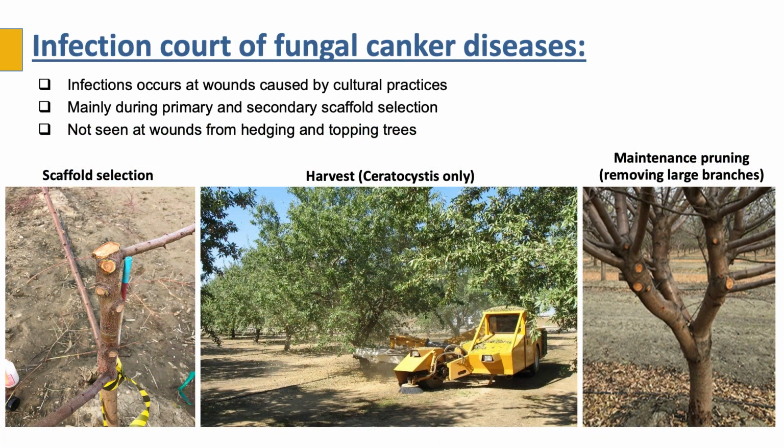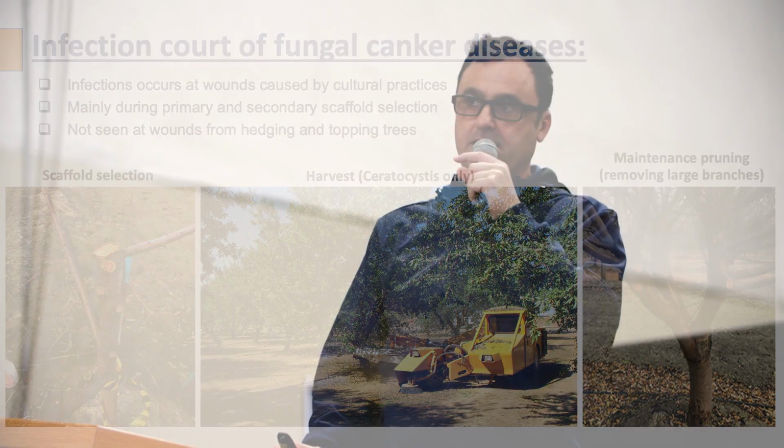Infection court, how does this disease get into the trees? They basically need some form of wound, and a lot of wounds are made for scaffold selection, primary and secondary scaffold selection. These leave large pruning cuts near the trunk, and if these get infected, that's where usually you get a lot of trouble, and infection moves into the trunk, and trees may be removed. Harvest. That's mostly for Ceratocystis. When you have a shaker injury, only the Ceratocystis pathogen will make its way through the shaker damage.